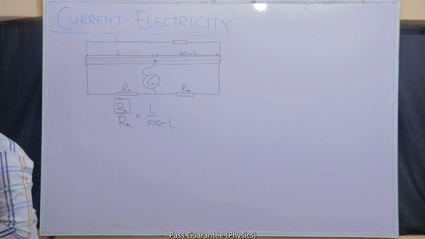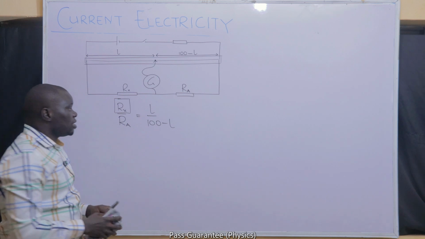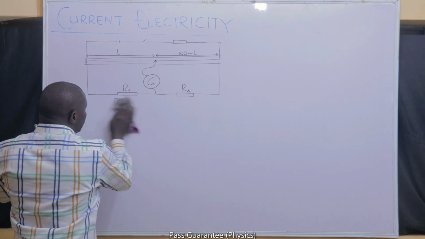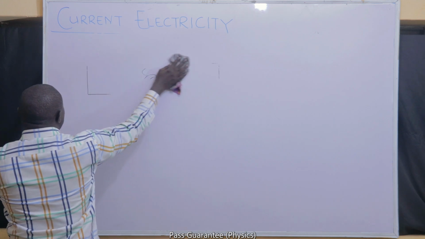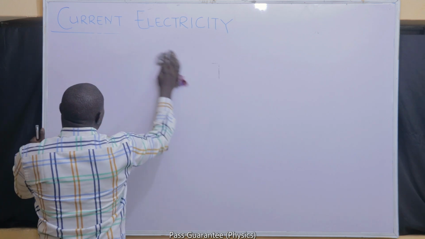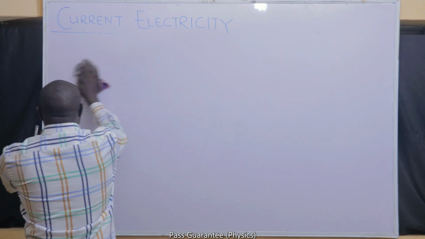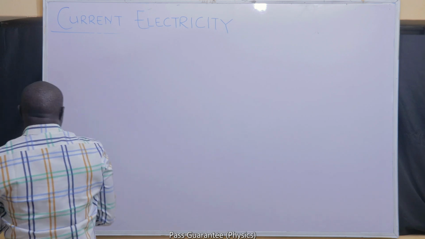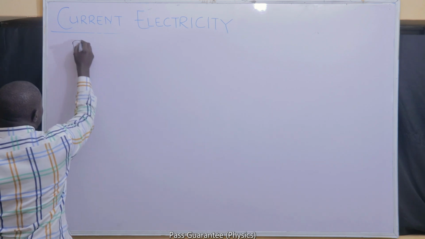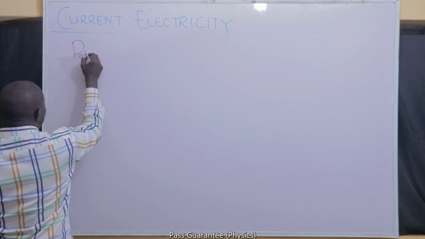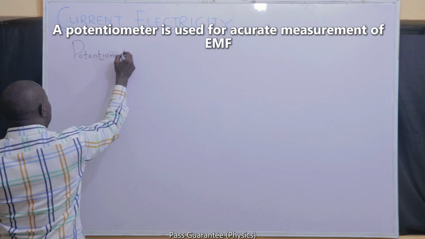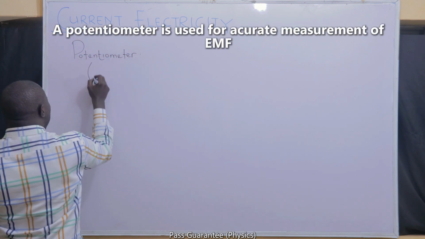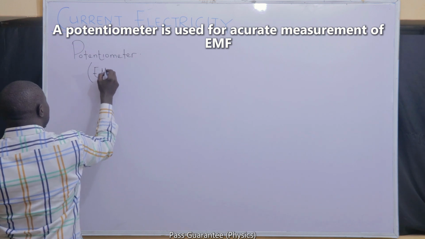From there, we move on to the measurement. Another device that can be used to measure the EMF of a cell looks very much like a meter bridge, but it is called a potentiometer. A potentiometer is instead used for accurate measurement of the EMF.